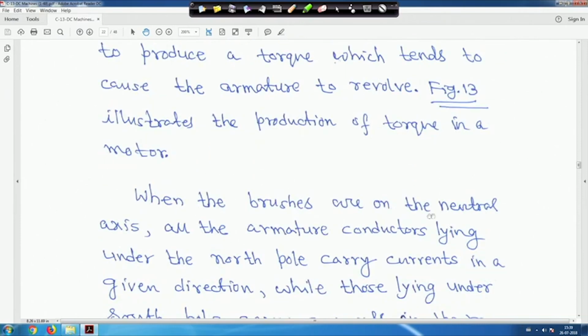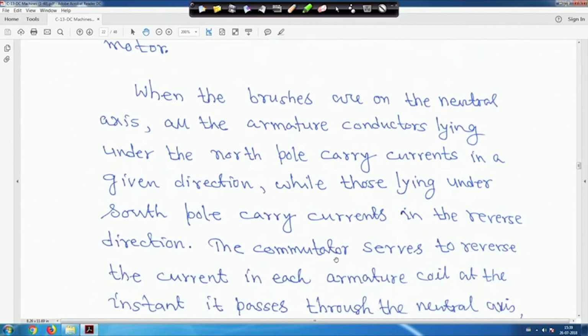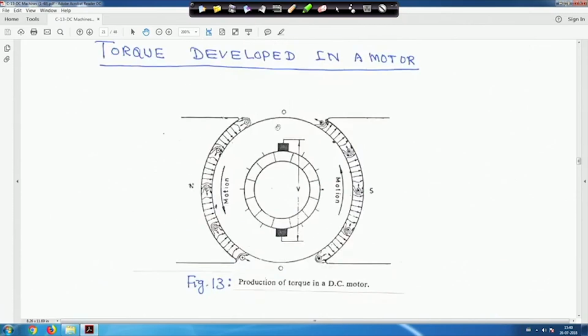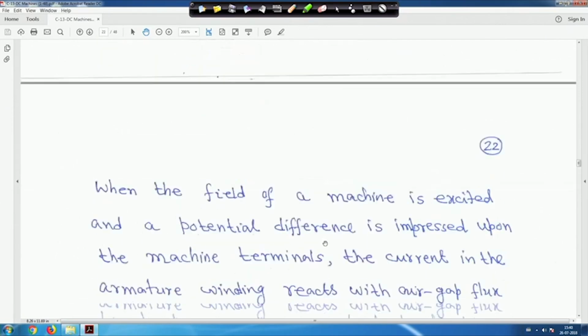Now, when the brushes are on the neutral axis, all the armature conductors lying under the north pole carry currents in a given direction, while those lying under the south pole carry currents in the reverse direction, right. If you look into this, this is your neutral zone. All the conductors under the north pole carry current in one direction, and those under the south pole carry current in the other direction, because one is going into the page and the other is leaving the page, and these are the brushes, right.